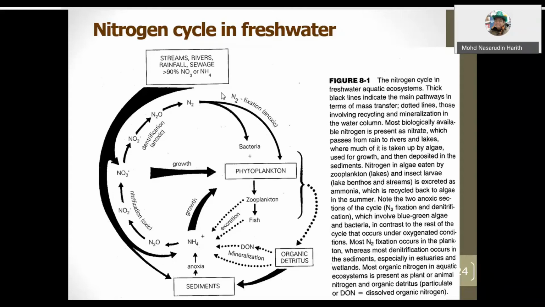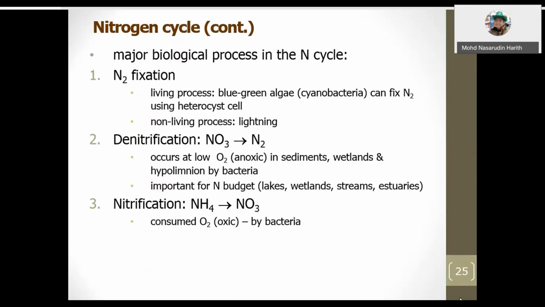Note the two anoxic sections of the cycle, fixation and denitrification, which involve blue-green algae and bacteria. In contrast to the rest of the cycle that occurs under oxygenated conditions, most nitrogen gas fixation occurs in the plankton, whereas most denitrification occurs in the sediments, especially in estuaries and wetlands. Most organic nitrogen in aquatic ecosystems, in plants or animals and organic detritus, is called particulate or dissolved organic nitrogen, or DON.